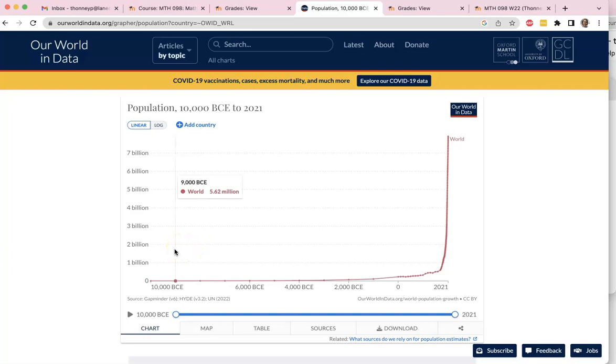So world population was 5 million, apparently, in 9,000 BC. Or in 2000 BC, we were up to 73 million. 200 million. That's less than the population of the US right now.